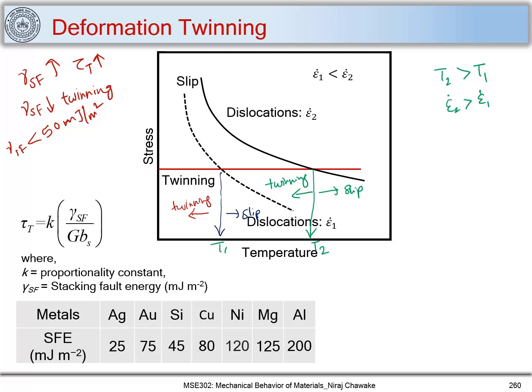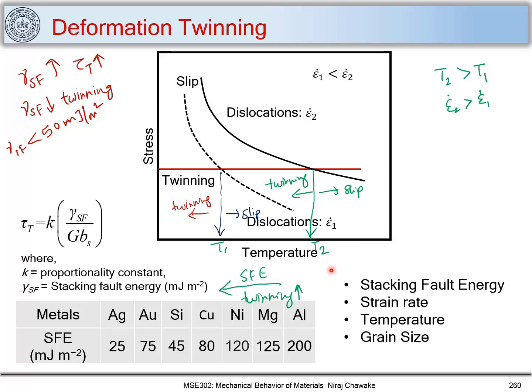Let us write that down also. If I decrease stacking fault energy, twinning increases. Now let's move ahead and see some of the parameters which affect twinning. The first parameter is stacking fault energy. We have seen that if you have high stacking fault energy, the twinning tendency goes down.